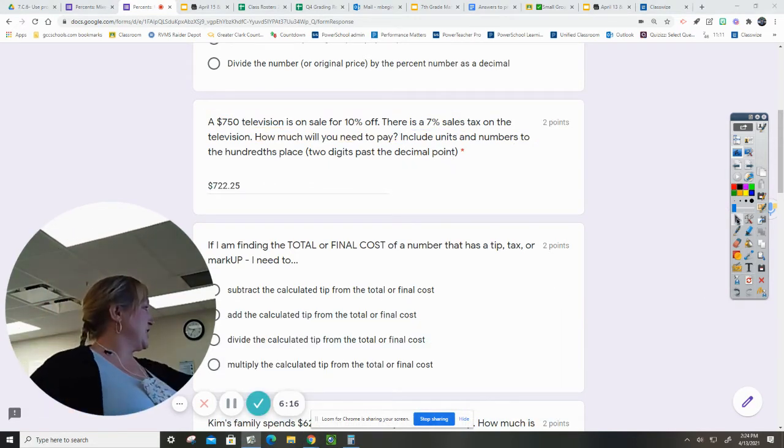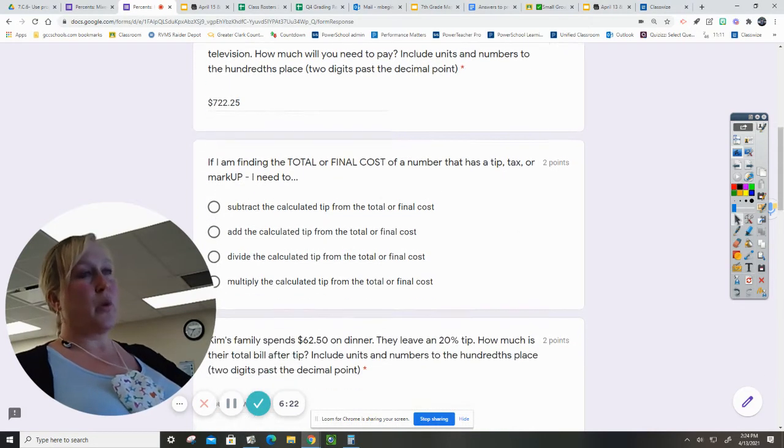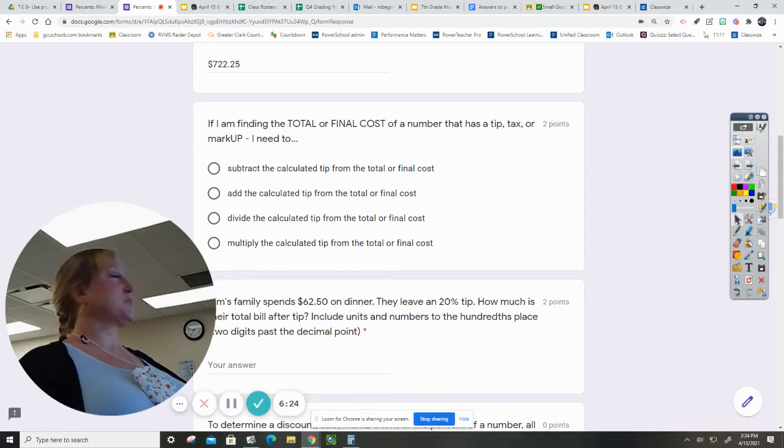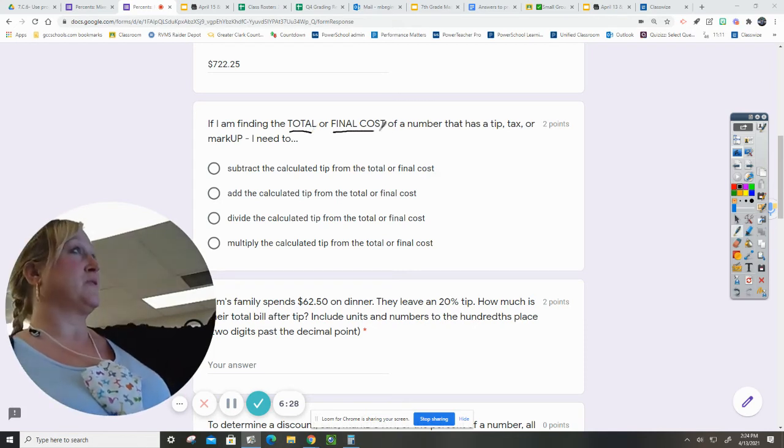Okay, second question. If I am finding the total or the final cost of a number that has a tip, tax, or markup, what are the things that you need to do? Okay, so let's think about it. This is the total or the final cost.